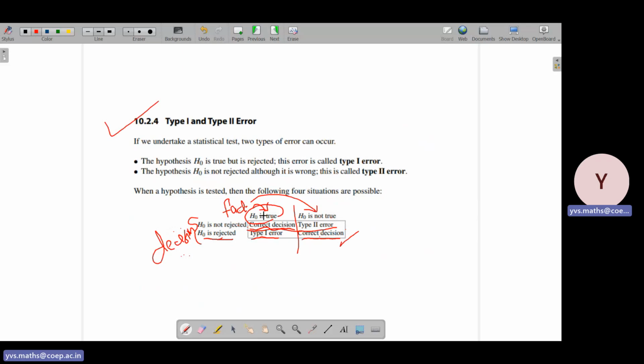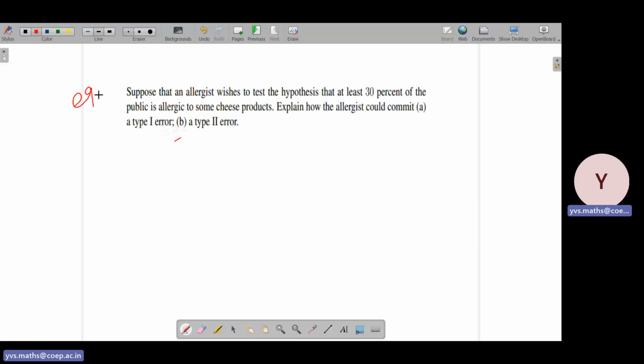So what is type 1 error? Type 1 error is H0 is true, but H0 is rejected even if it is true. Okay. And type 2 error is H0 is not rejected even if it is not true. So this is how type 1 error and type 2 error are defined. Now let's see this example. Suppose an allergist wishes to test the hypothesis that at least 30% of the public is allergic to some cheese product. Now you have to explain how the allergist could commit a type 1 error and a type 2 error. Okay, so you have to write your answer in word form.